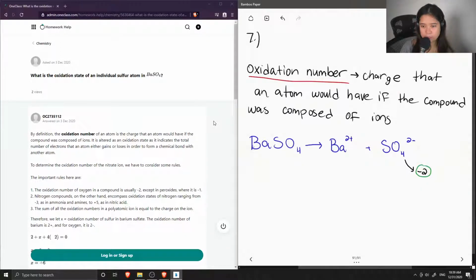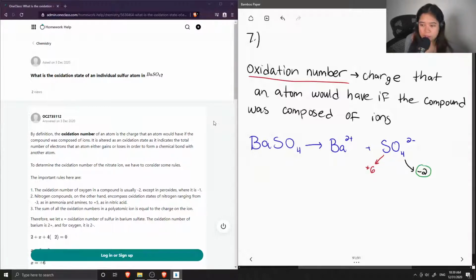So notice that there are 4 oxygen atoms. So each oxygen atom contributes the -2 charge, and we have 4 of it, so it has a total of -8. So the oxidation number of sulfur needs to be +6.